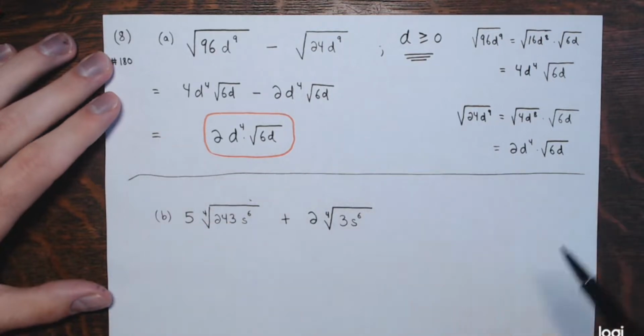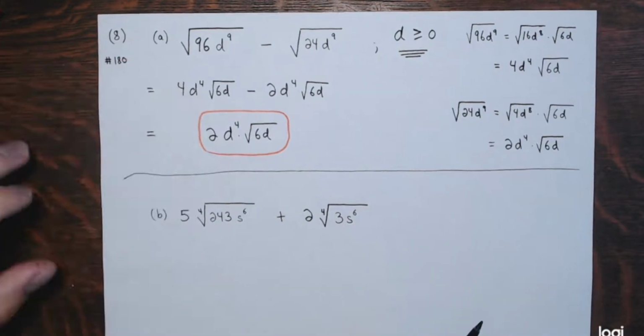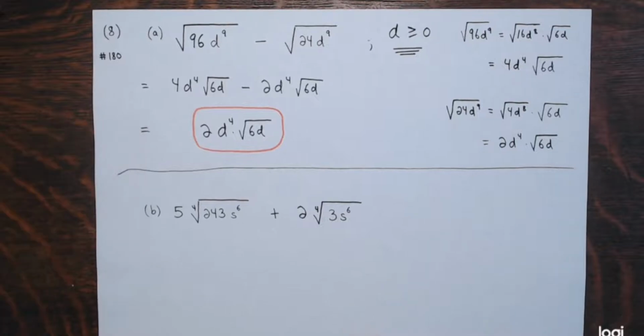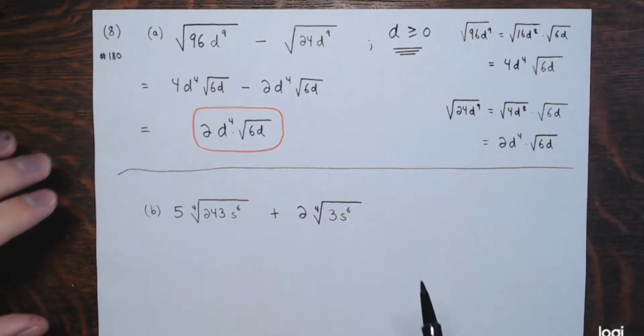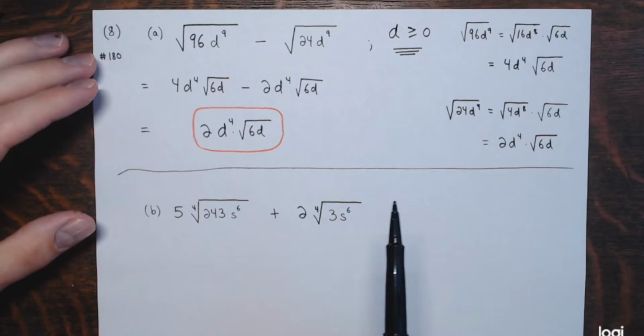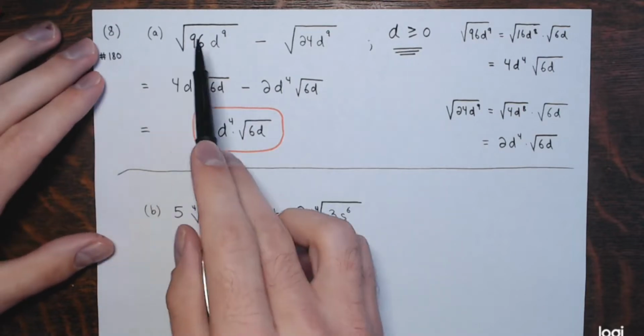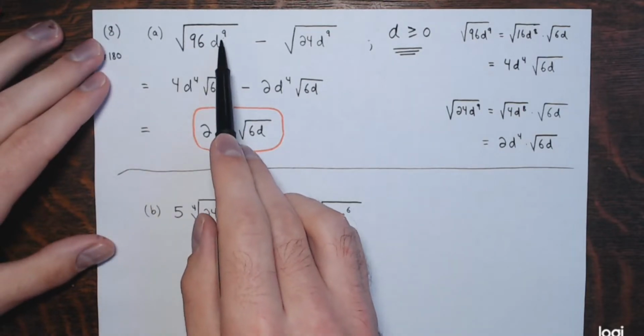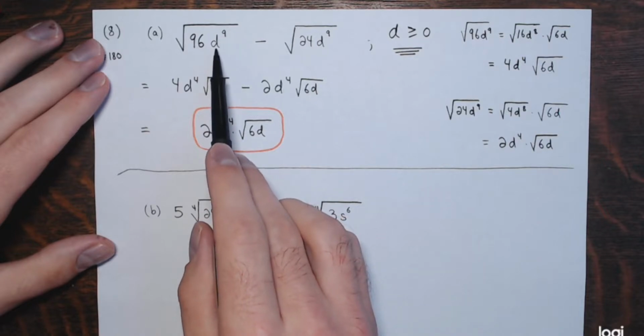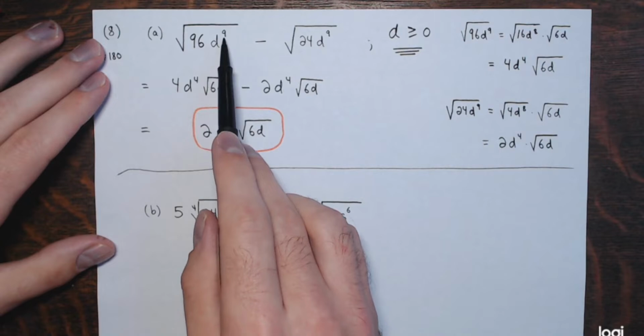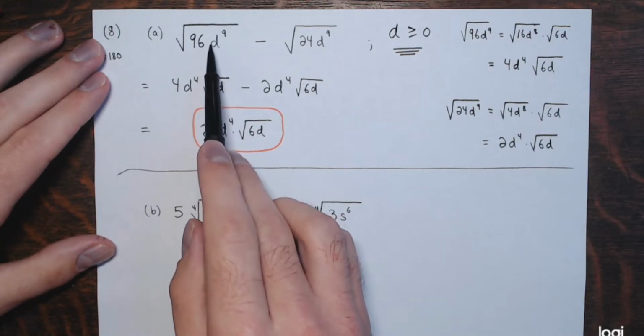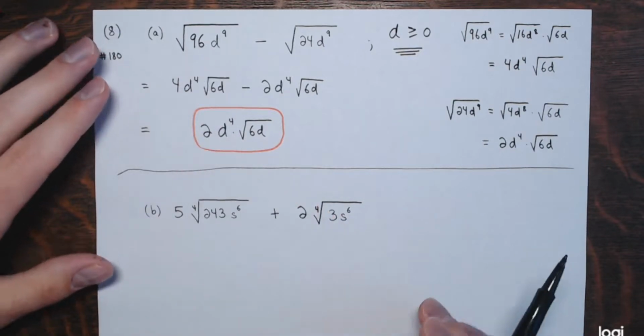Alright, now this part B is a little different. In part A, you had d to the 9th in the radicand as a factor, so d couldn't be negative, because a negative number to an odd power would be negative again, right? You don't want to take even roots of negative numbers, and those aren't real.